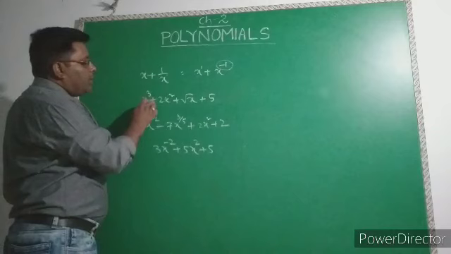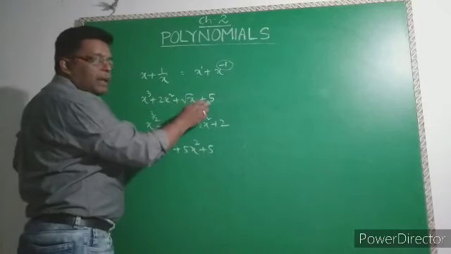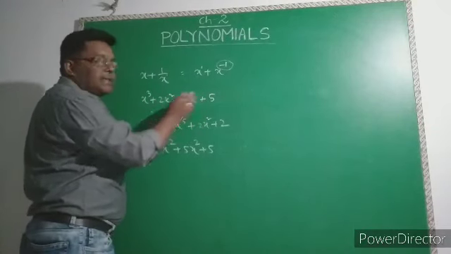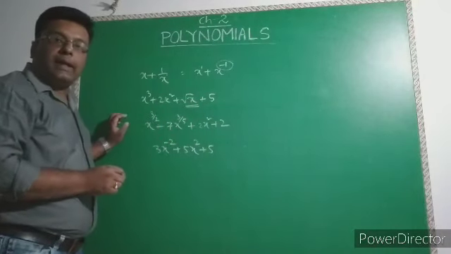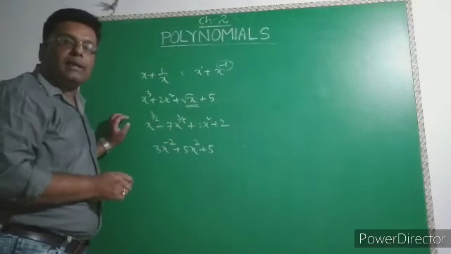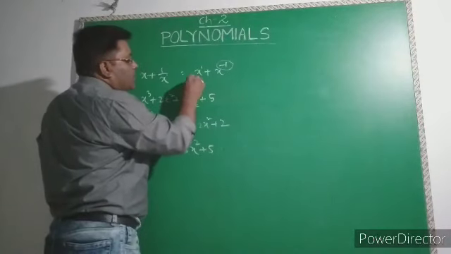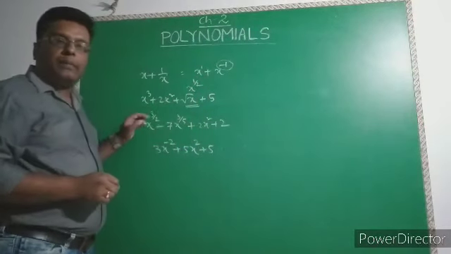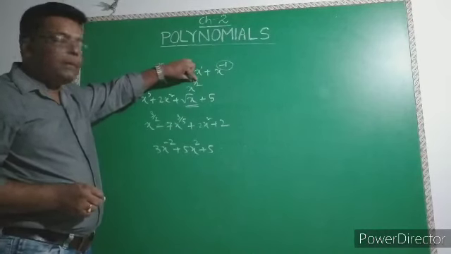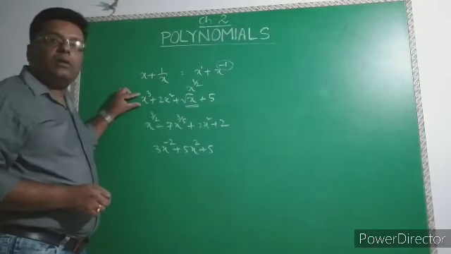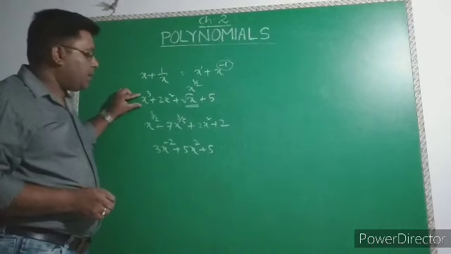Similarly, x cube plus twice x square plus root x plus 5. In this algebraic expression there is a term root x, and root x means x to the power half. The exponent is not a whole number, so it's also not a polynomial.